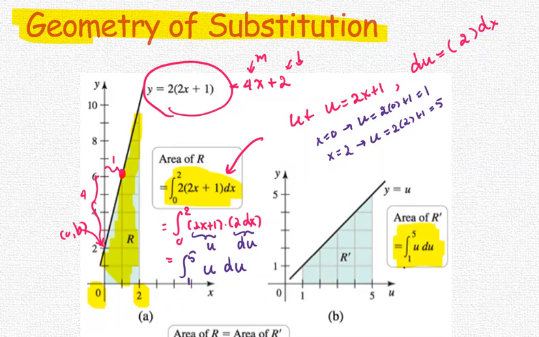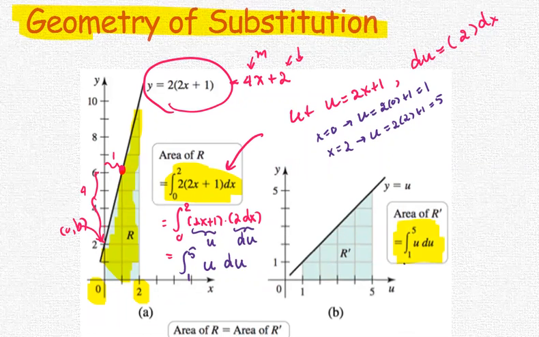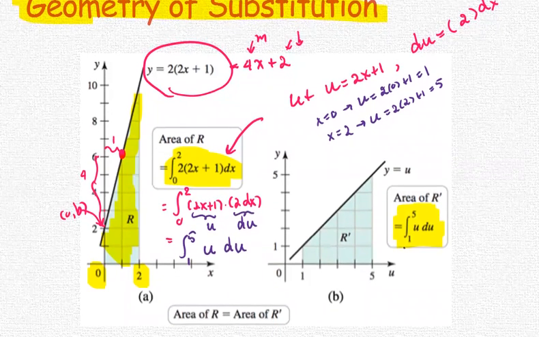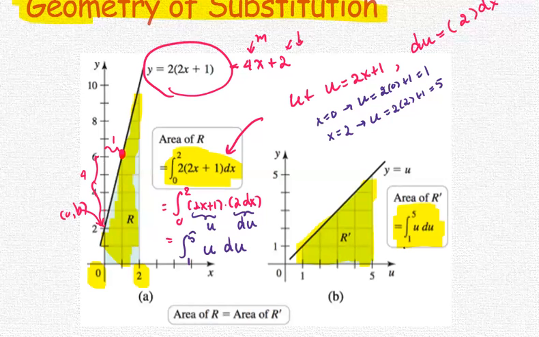That's the definite integral on the right graph there. So the integral from 1 to 5 of the function u with respect to u shows you the area, or the net area, under the line y equals u. The lower limit is 1, the upper limit is 5. This area R prime is the same quantity as the area R on the left-hand side. So this is the explanation using the geometric version.